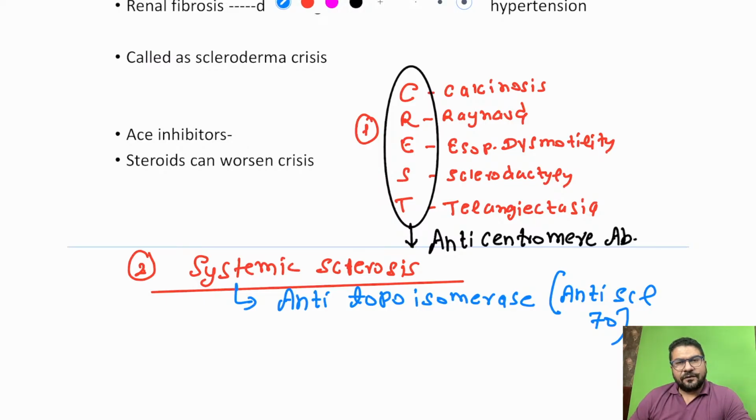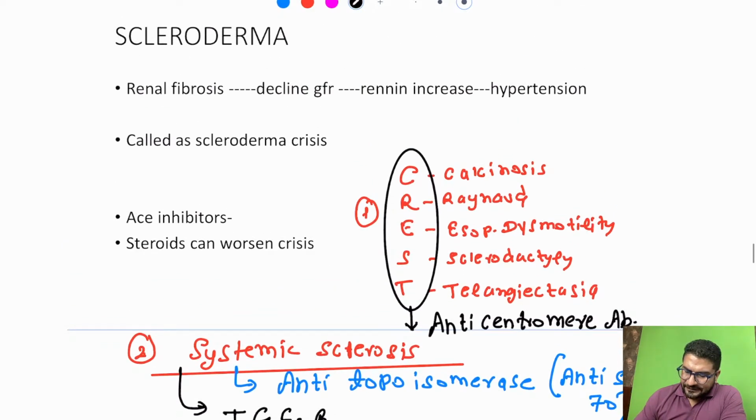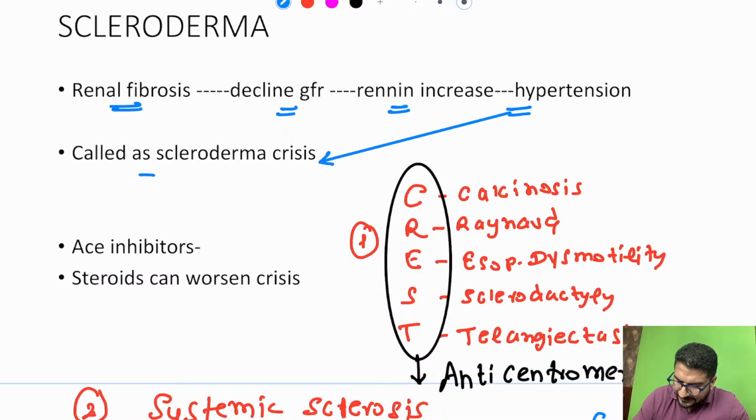Now understand this thing. The systemic form will have more and more visceral organ involvement. ज़्यादा से ज़्यादा visceral organ involvement होगा इसमें. Now try to understand what is happening. There is action of a chemical called TGF beta. TGF beta is a mediator which will induce fibrosis in your visceral organs. तो ये आपके कई सारे visceral organ में fibrosis करेगा. So let's understand this. You can see fibrosis in the kidney. Then the patient will have a decline in GFR, कम हो जाएगा, renin बढ़ जाएगा, तो patient को BP होगा. And sometimes this patient will come to you with very high BP. So what we call this, जब BP is very high, this hypertension can become very high. We call this scleroderma crisis.